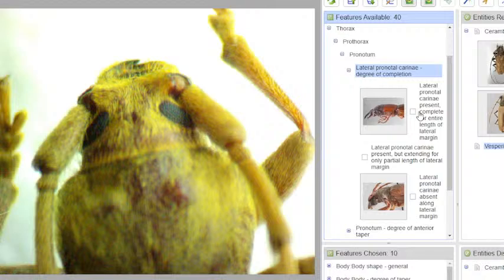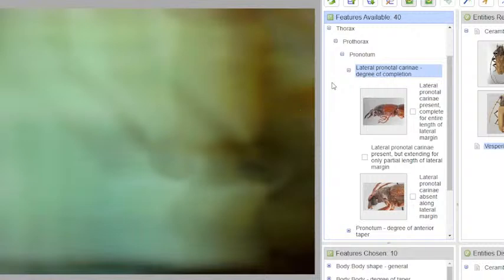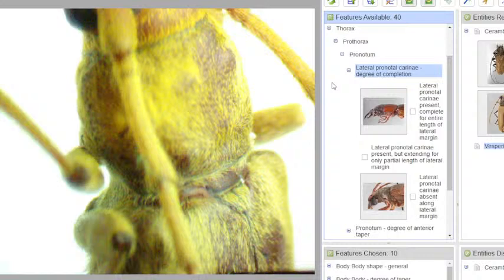Lateral pronotal carinae: present, present but only ascending, partial, or absent. Absent. All right, so when we're looking at this, it's calling it the pronotal carinae present.